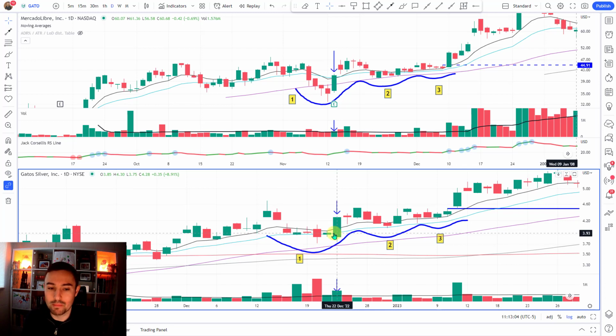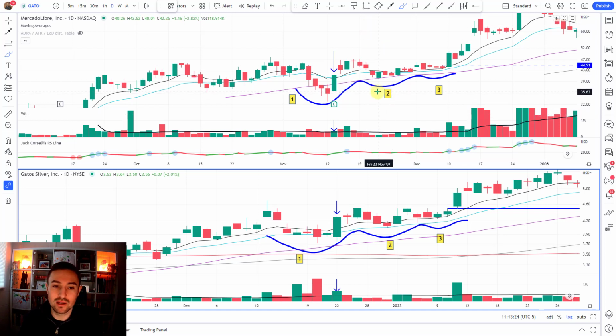Now what's quite important with a VCP, and you'll often find the best of the best ones have somewhere between 3 contractions and 5 contractions. Three is a very nice number. You can ask Nikola Tesla about the power of number 3. But what you're then looking for on the contractions, which ideally should be higher lows, is dry up in volume.